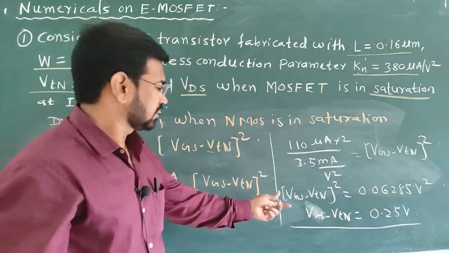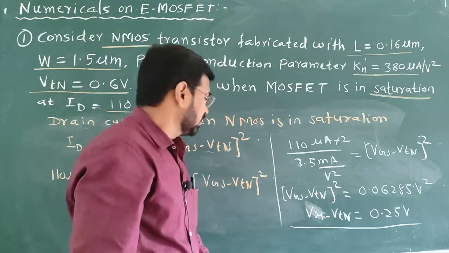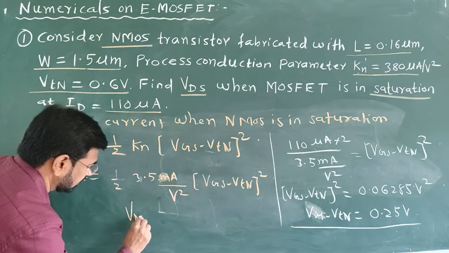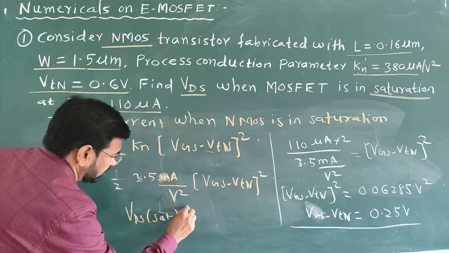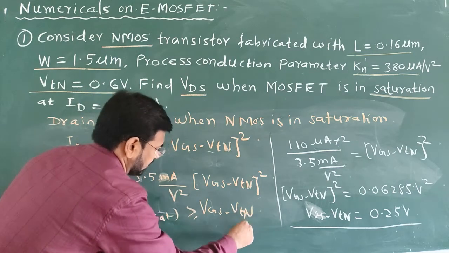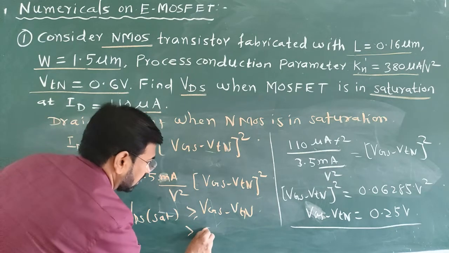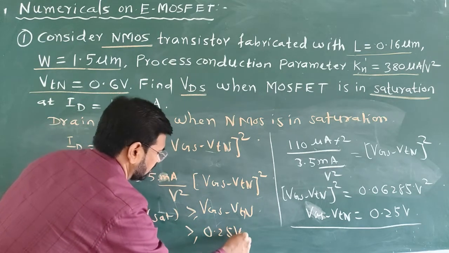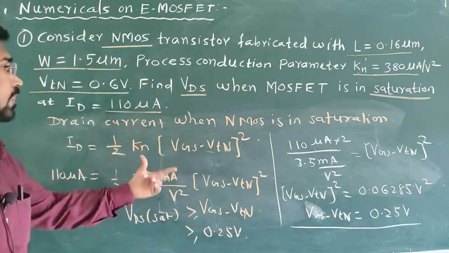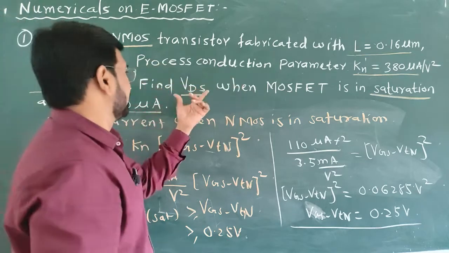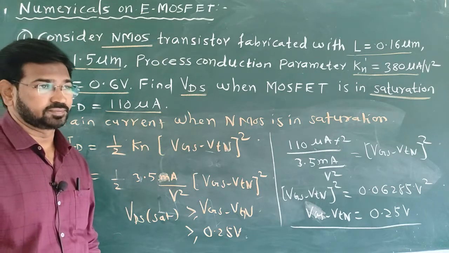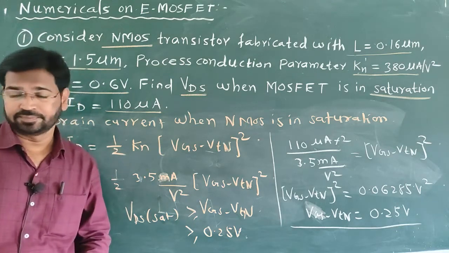Now, what voltage do we have to maintain on the drain? The voltage on the drain should be greater than this voltage. So VDS saturation should be greater than or equal to Vgs minus Vtn, so it is more than 0.25 volt. When this voltage is maintained on the drain, the NMOS will be in saturation, and this is the VDS saturation voltage, higher than 0.25 volt. Let us solve the next example.